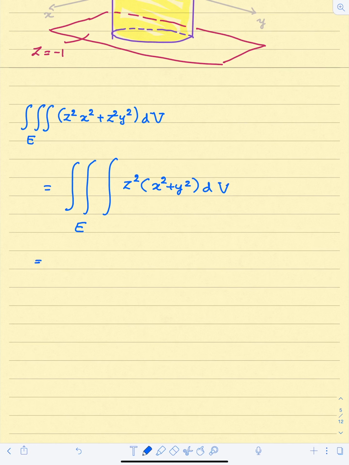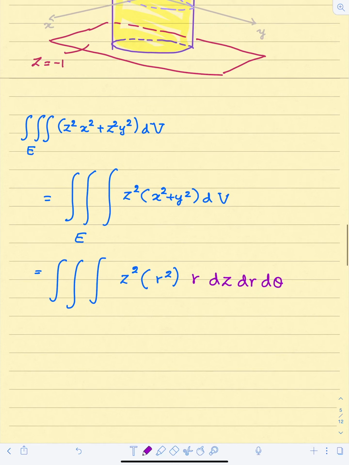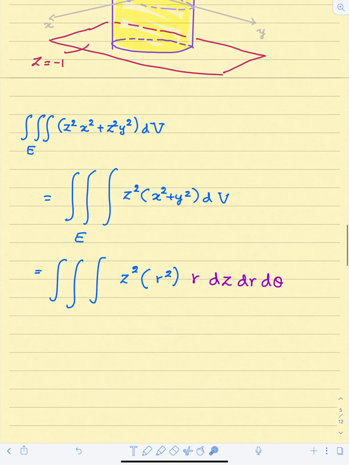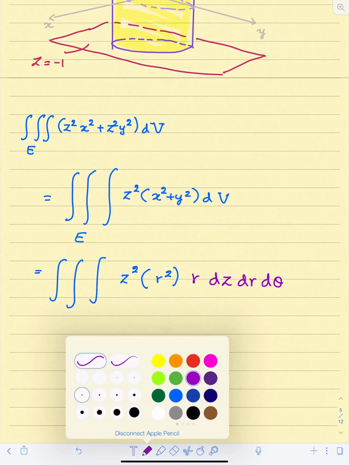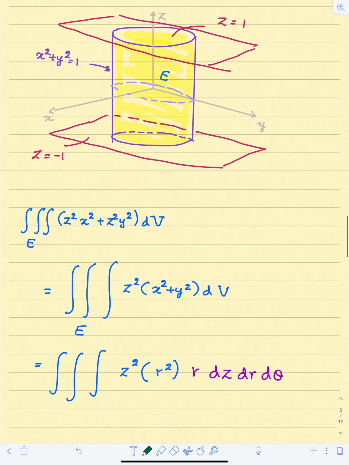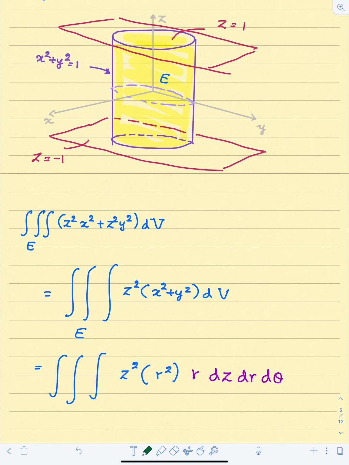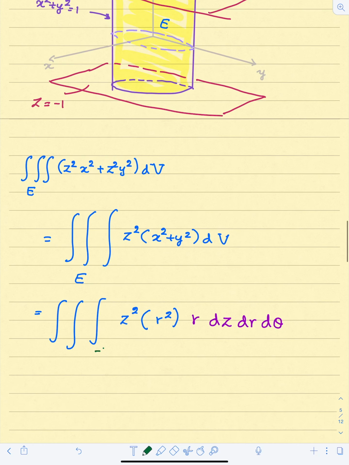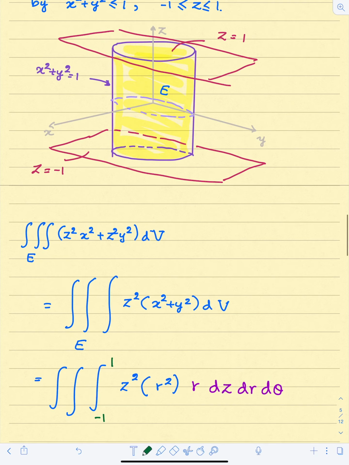Okay, so now we know that in the cylindrical coordinate system, x squared plus y squared equals r squared, and the volume element dV equals r dz dr d theta. Okay, now let's figure out these 6 limits. The inner integral corresponds to the z variable, and z goes from -1 to 1. z varies from -1 to 1.